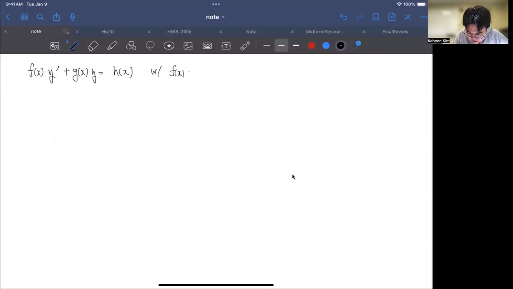with f(x) not zero. This is called a first order linear ordinary differential equation, right? So the integrating factor was used to solve this equation, and today we are going to deal with some special type of first order ordinary equation.